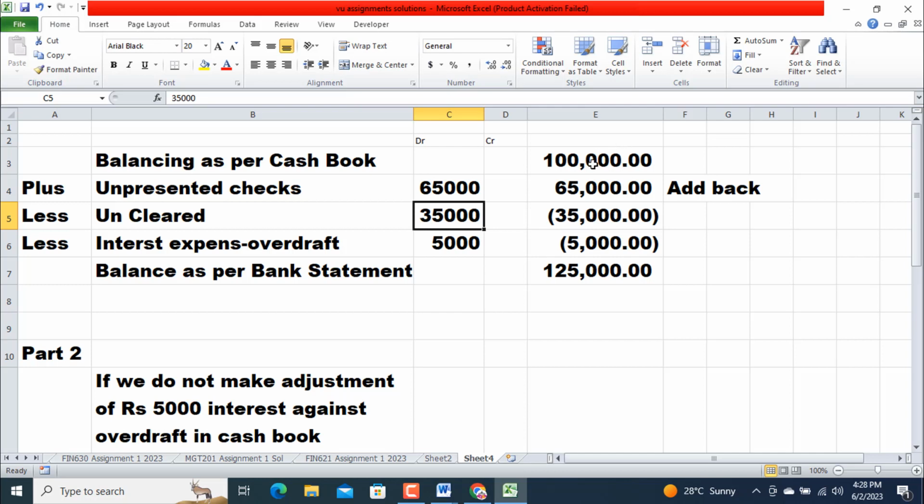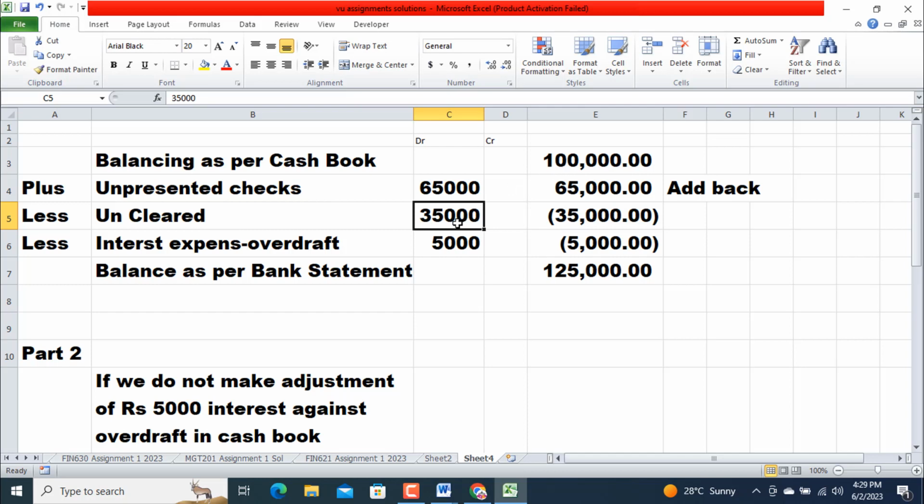So as per given information, the overdraft balance of bank column in cash book is 100,000. During the month, Rahim and Sons issued 85,000 amount of checks, out of which only 20,000 is cashed and the rest is not cashed. So we are going to make all kinds of adjustments in cash book regarding the bank column available on the credit side to reach the balance as per bank statement. So these are unpresented checks that we have reduced, but we are going to add back, as they are not available in the bank statement. So add back 65,000.